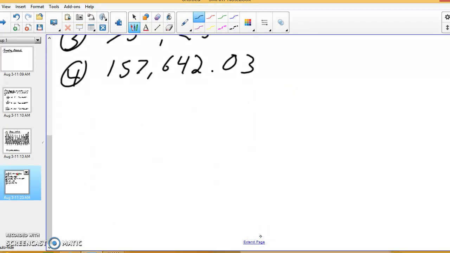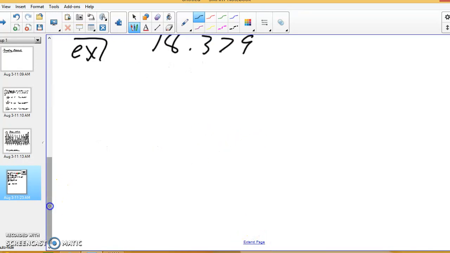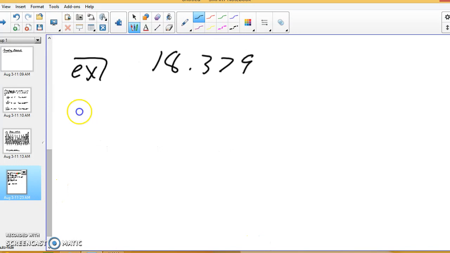Okay, so let's go through another example. Say we have the number 18.379, and we want to round it to the nearest tenth. Okay, so first step, let's identify the 10th digit, which is right here.